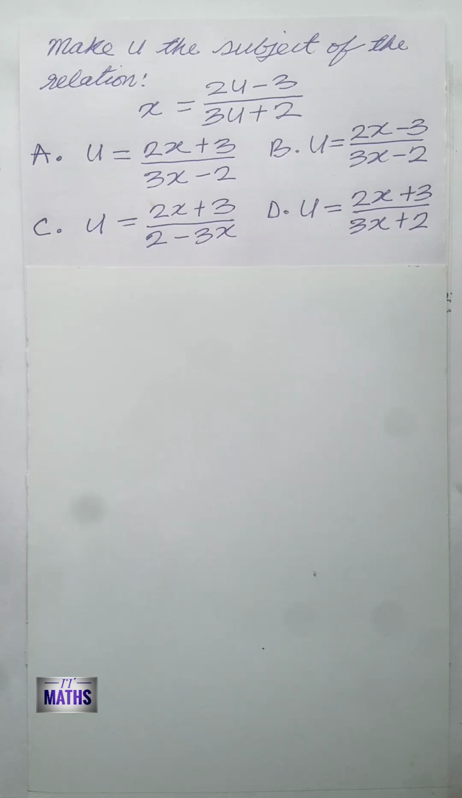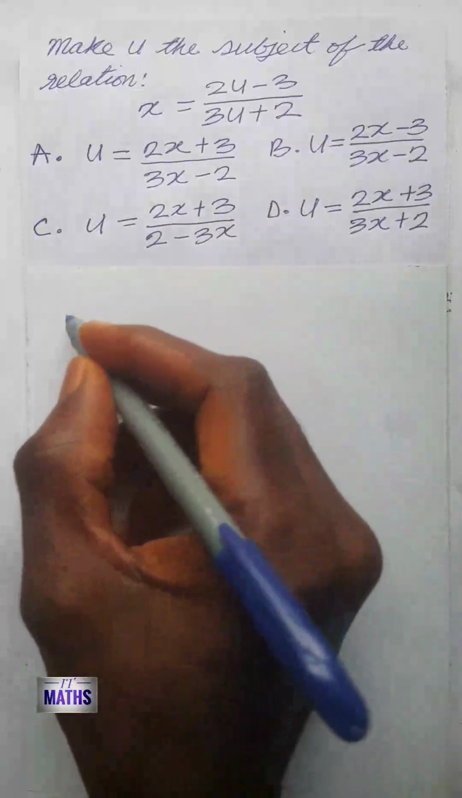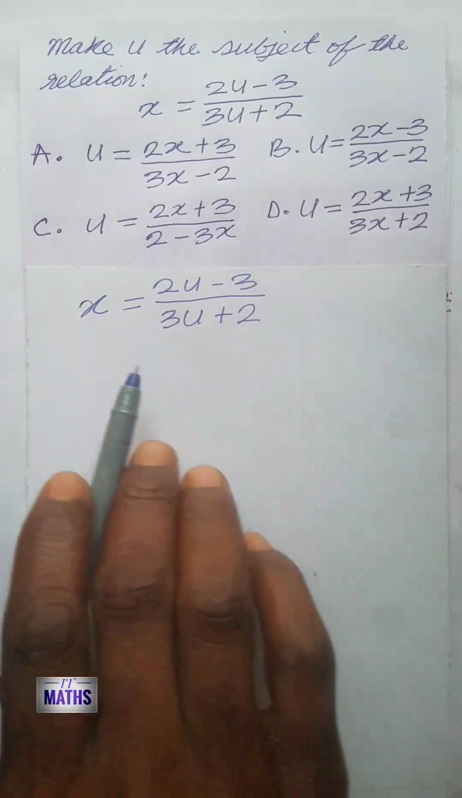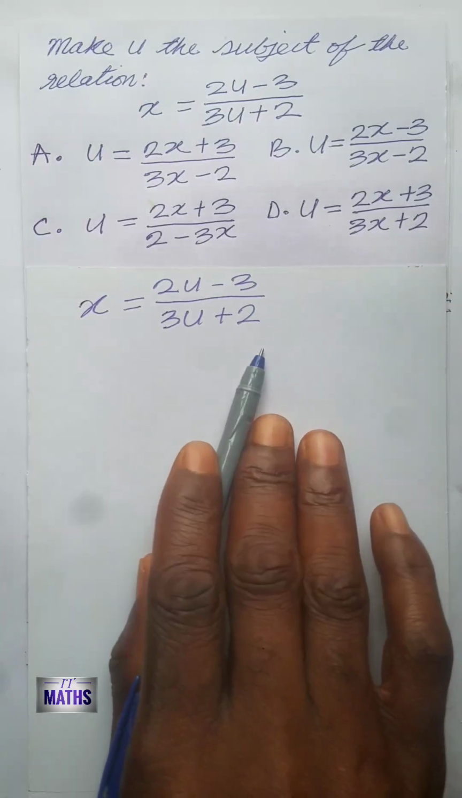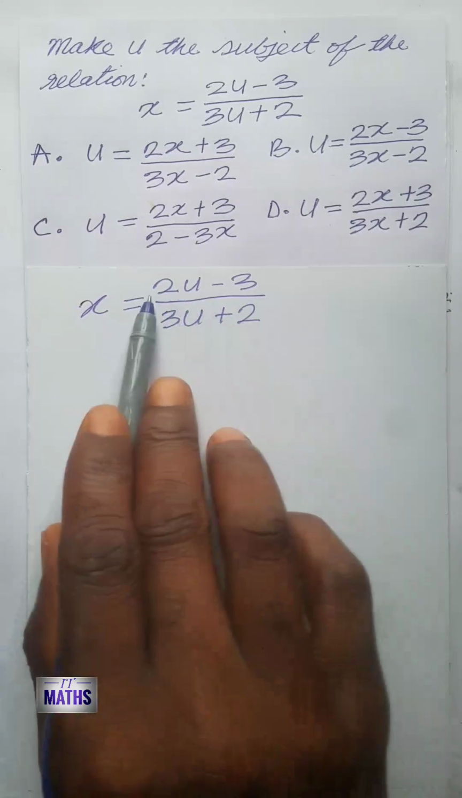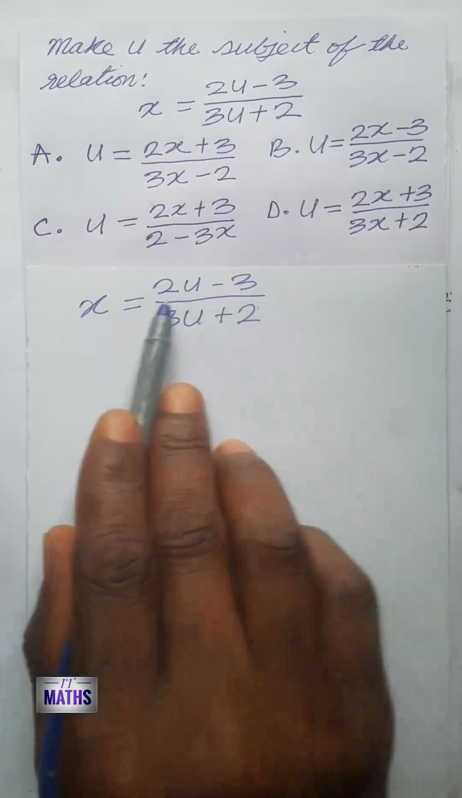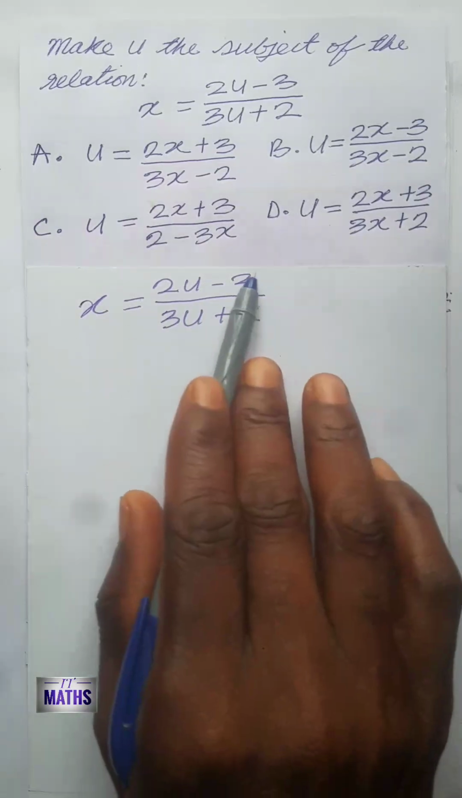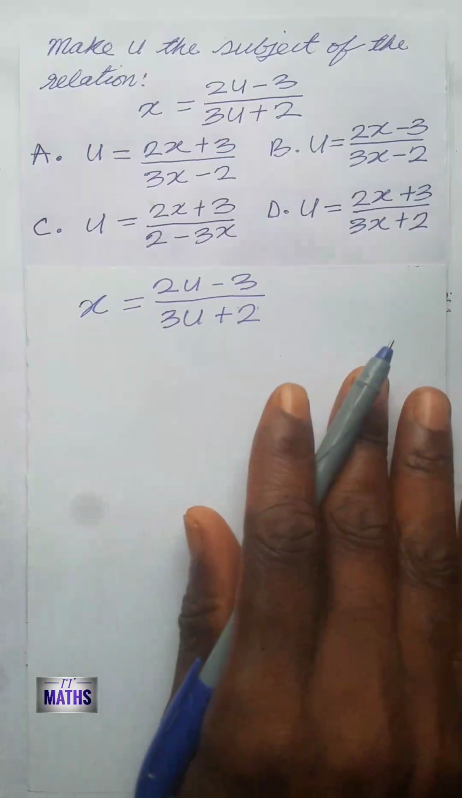Make u the subject of the relation x is equals to 2u minus 3 all over 3u plus 2. Let's copy the question down here. Okay, in a case like this, what you are looking for is right here. Remember, this all over is like a bracket. You can't just come here and start removing 3 and 2 or any other thing.